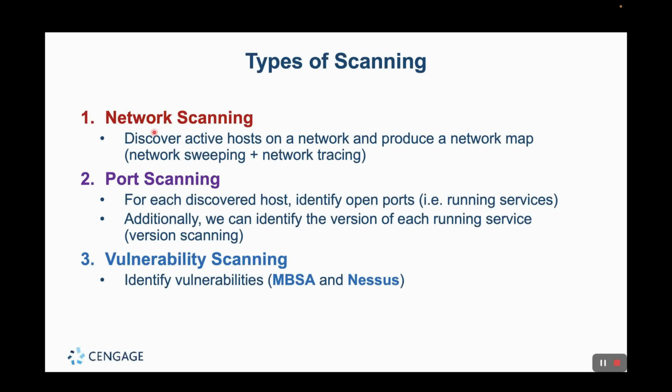And it can be broken down into two subcategories. The first one is network sweeping. It involves sending requests like ICMP echo requests to multiple IP addresses at the same time to identify responsive hosts. Network tracing involves mapping the logical topology of the network by identifying how devices are interconnected, which can help in understanding the network structure and layout.